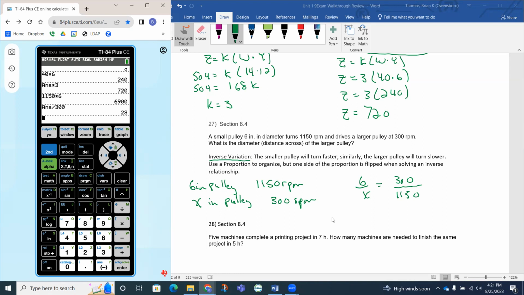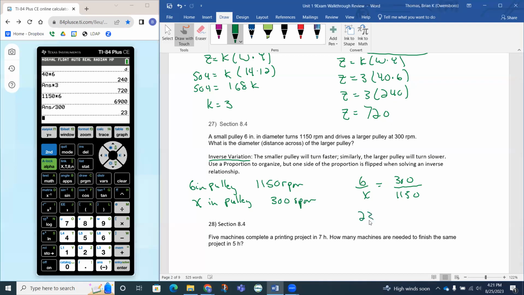And that should make some sense there. So 23 inches is the larger pulley. It's got to be bigger than 6 because it's the larger pulley. But notice there's a relationship here: 23 is a little over 3 times bigger than 6. It's closer to 4, actually. It's almost 4 times bigger.